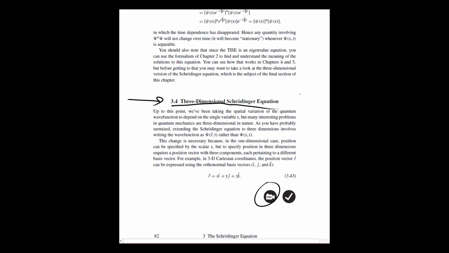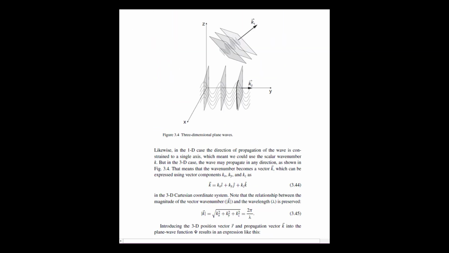In order to extend the Schrödinger equation from the one-dimensional version, in which we had a wave function psi of x and t, we're now going to write psi of r and t, where r is the position vector defined by x steps in the i hat direction, y steps in the j hat direction, and z steps in the k hat direction.